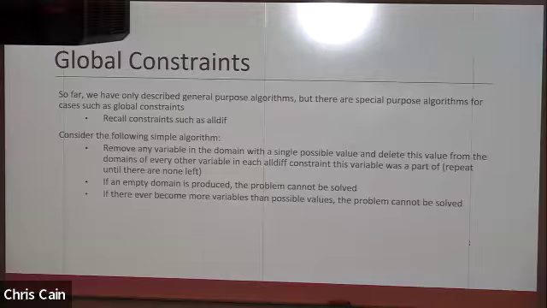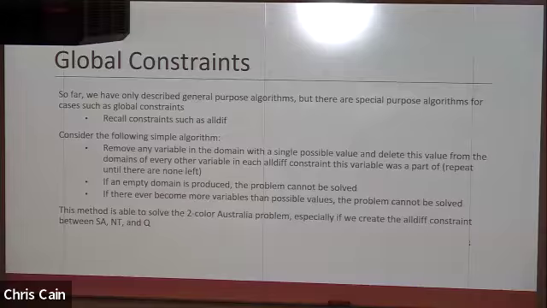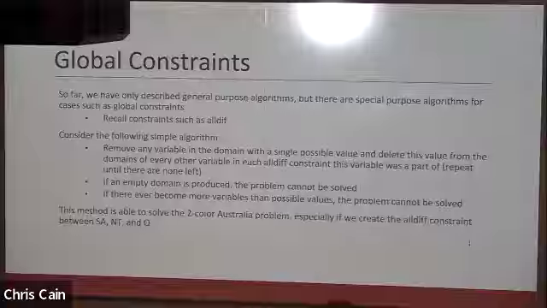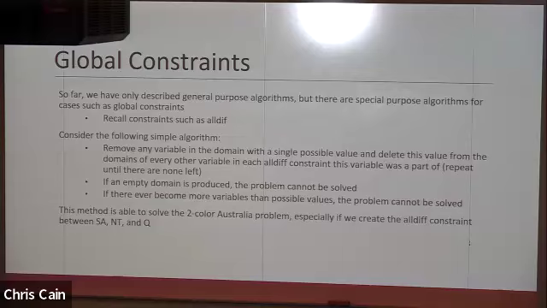If we ever have more variables than possible values, then the problem cannot be solved. If we use this kind of constraint, the 2-color Australia problem is solved very easily. We just put an all diff constraint on 3 neighbors. If they're all neighbors to each other, then phrasing this as an all diff constraint between those 3, now we can identify that there are only 2 colors. These 3 have to be all different.